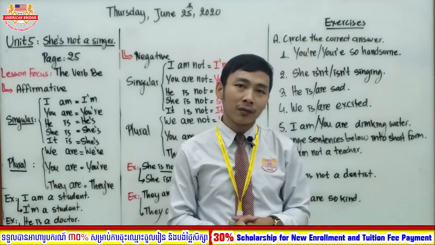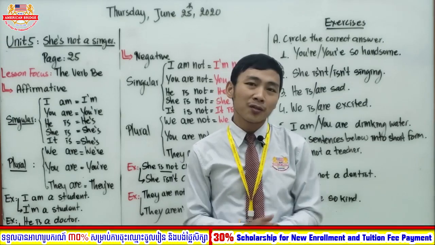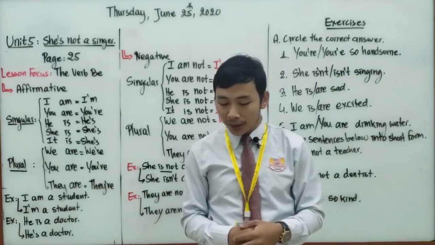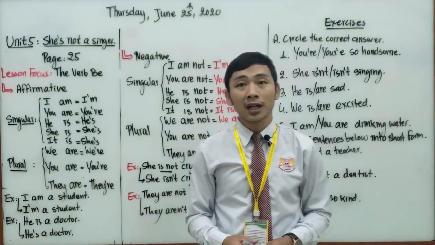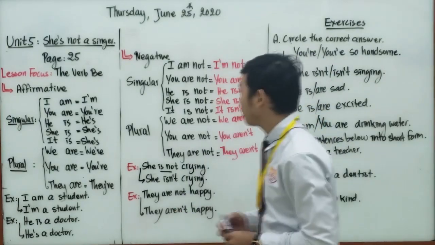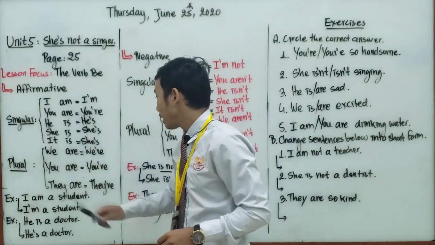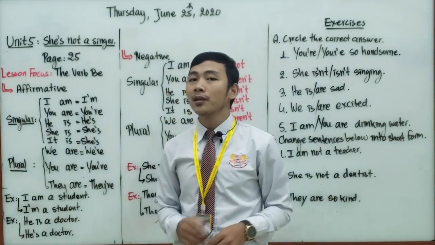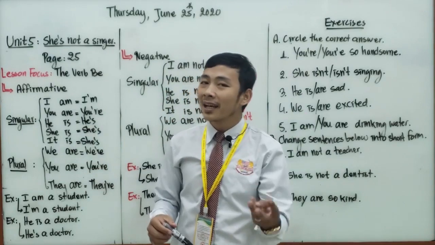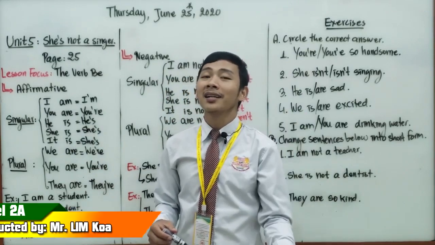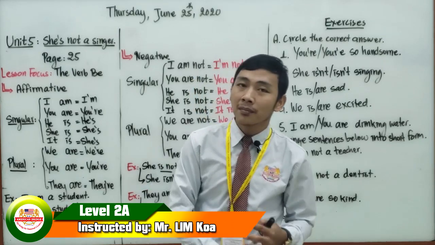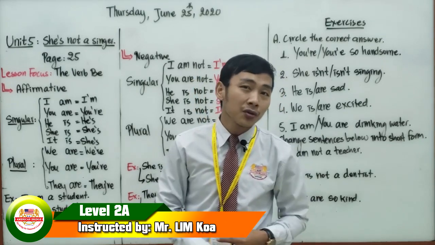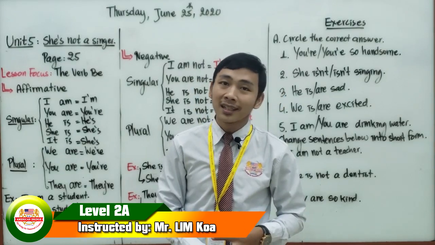What is verb be, everyone? Do you know what is verb be? Verb to be, right? So how many verb be are there in English? There are 3, right? What are they? Am, is, and are. Okay. So there are 3 verb be. Today we are going to learn how we can use am, how we can use are, and how we can use is.